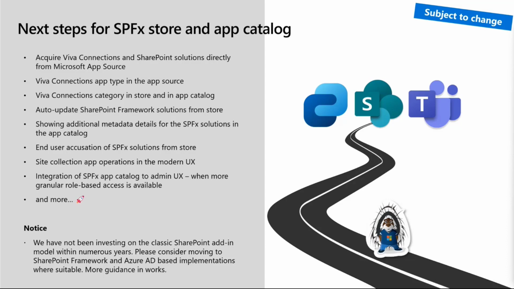Showing additional metadata details in SPFx solutions, also in the App Catalog, is available. That's something which works for solutions which we acquire from the store, but as I'm installing a solution from local to the App Catalog, there's a disparity or difference between the icons and descriptions and all of that. End user acquisition for SPFx solutions is in planning, in the roadmap. Site collection app operations in modern UX are going to be modernized. Integration of the SharePoint Framework App Catalog into the admin UX is in plans as well. Now, this will happen whenever we can have more granular access in the tenant admin operations, so you can then dedicate individual sections of the Microsoft 365 admin UX, for example, for your app catalog administrators.